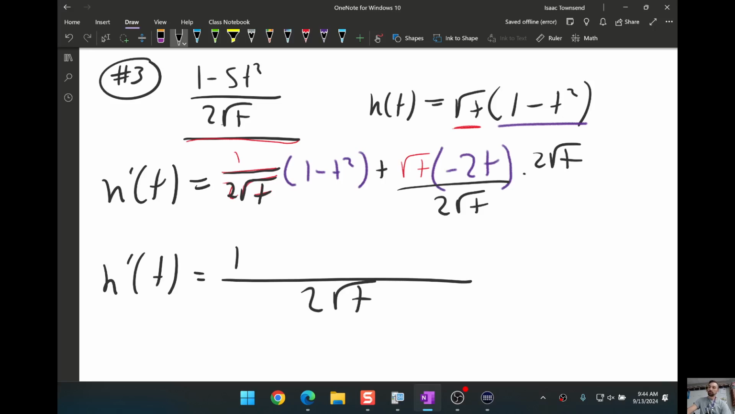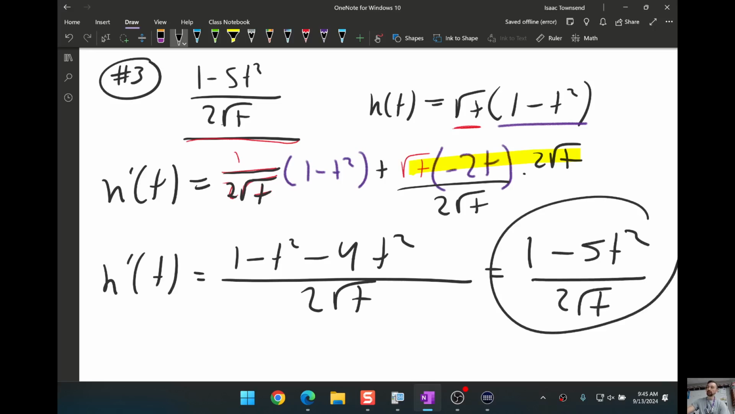Then I'll go ahead and distribute here, and I'll multiply this mess of stuff together. I've got a negative 2 times 2, which would be -4. I've got a square root of t times the square root of t, which would be what? Times another t, which would be t squared. And now do you see how they got to 1 take away 5t squared over that? They just combine these two like terms. -1t squared minus 4t squared is minus 5t squared.